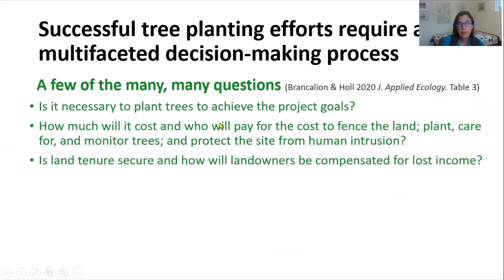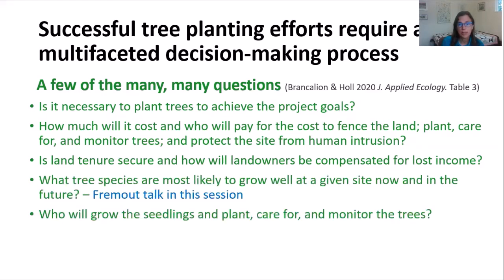Other questions include, how much will it cost? Who will pay the cost not only to plant the trees, but to fence the land, to care for the trees, to monitor the trees? Is land tenure secure, and how will landowners be compensated for lost income? Forests take a long time to develop, and there's a pretty big track record of newly planted tree areas or newly regenerating forests being cut down soon after. So if we're going to invest in these efforts, we need to make sure: are the lands protected? And are human livelihoods accounted for?